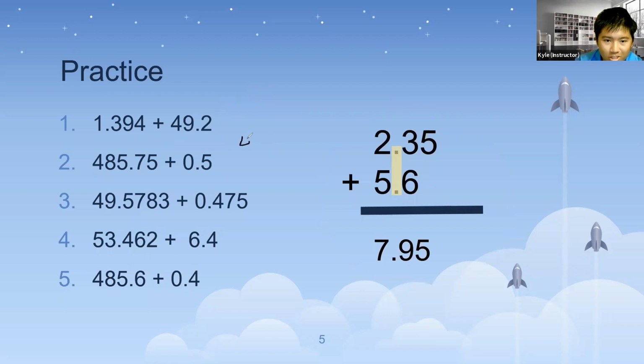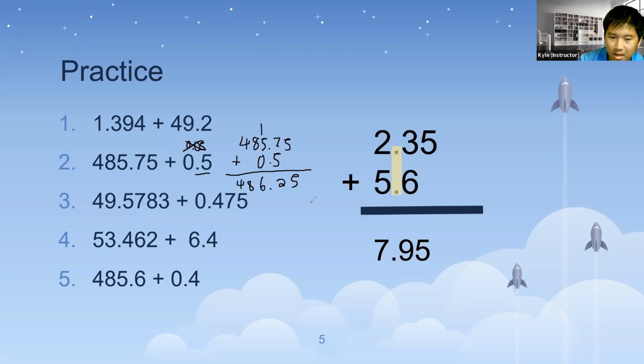So we have 485.75, and we add that with 0.5. This question actually tricks some of you. Make sure that you line up these decimals correctly, because some of you added the 5 with the 5, thinking, oh, this is 485.8, but no, you see, it's added with 0.5, not 0.05. So you can see that I ordered it, and this allows me to get the correct answer of 486.25. Cool? Okay.